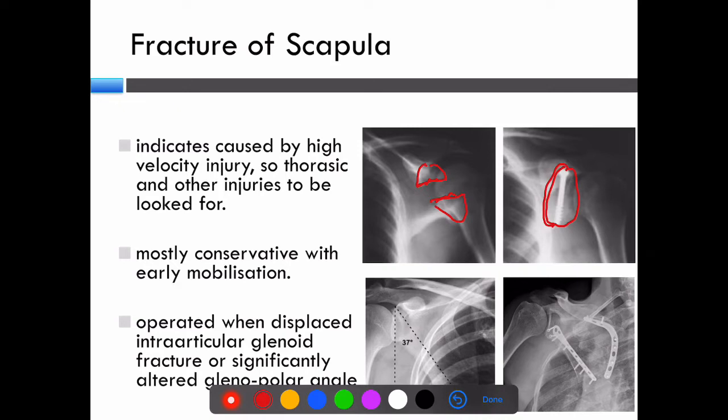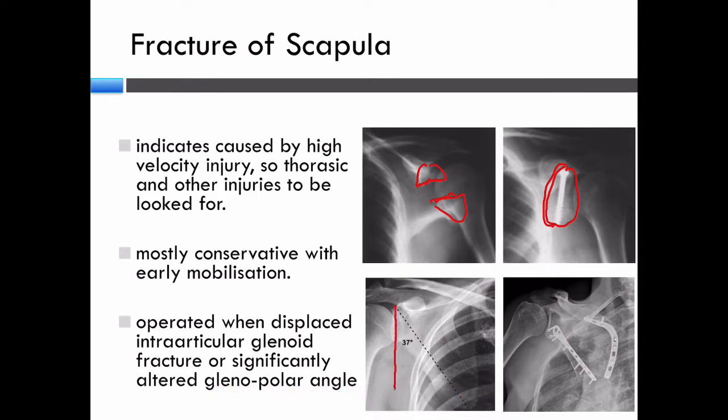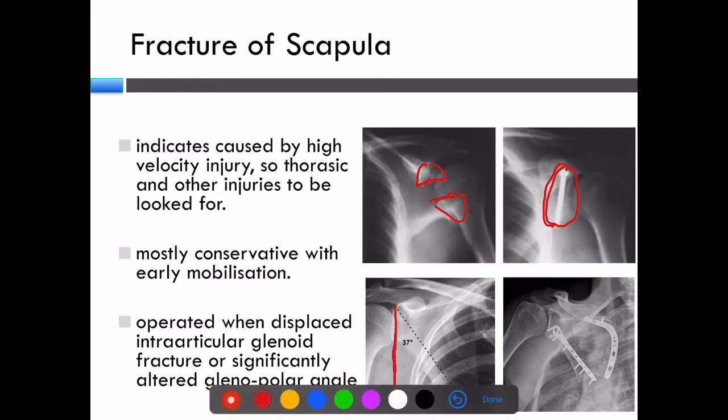And there is the altered glenopolar angle. It is the angle when you draw a line from the upper end of the glenoid to the lower end of the glenoid, and from the upper end of the glenoid to the lower end of the scapular body. This angle is the glenopolar angle. It is usually 30 to 45 degrees, but when it becomes less than 30 degrees, it requires surgical intervention, which is done by this kind of plate fixation.